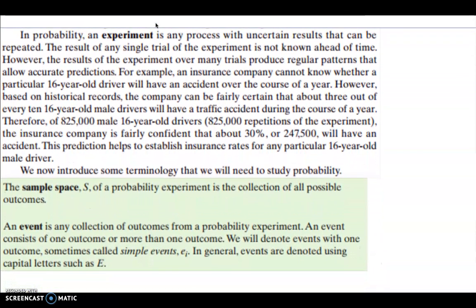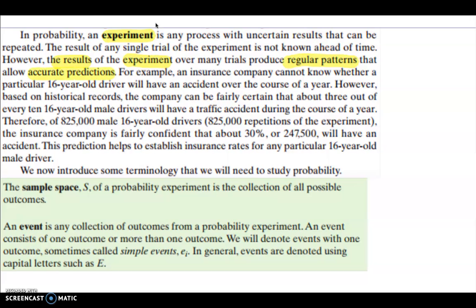In probability, an experiment is any process with uncertain results that can be repeated. So the result of any single trial of the experiment is not known ahead of time. Like flipping the coin, you have no idea what you're going to get, heads or tails, to begin with. So you can't predict a single event. However, the results of the experiment over many trials produce regular patterns that allow more accurate predictions.